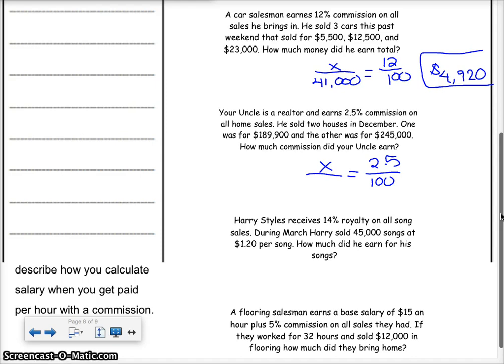189,900 plus 245,000 is 434,900 bucks. And then times that by 2.5 divided by 100. Your uncle in 1 month earned 10,872.5. Yeah, is that what I typed in Schoology? No, 150. Yeah, it's 50 cents. I better not type 0.5 or I'm going to be crabby. Right? You're going to be so mad at yourself.